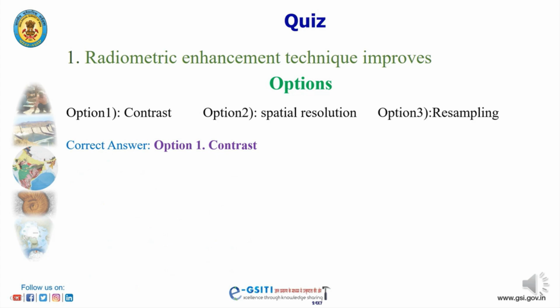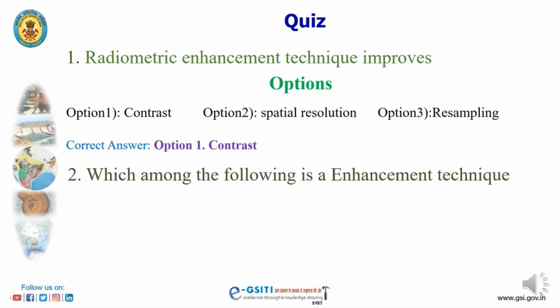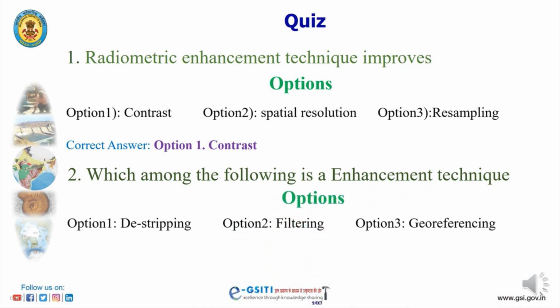You have another quiz. Which among the following is an enhancement technique? Option 1 de-stripping, option 2 filtering, option 3 georeferencing.